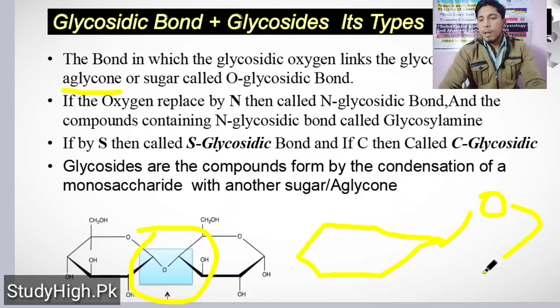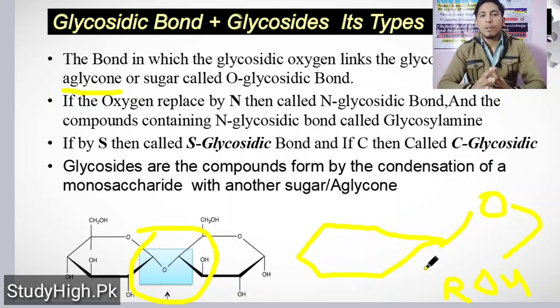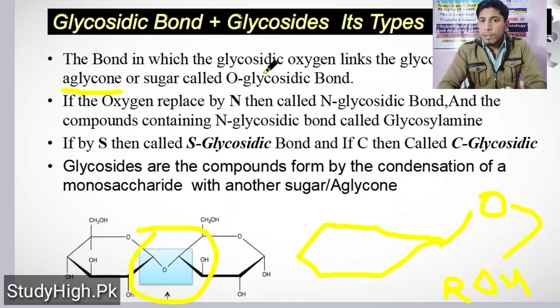You can say that it may be an alcohol like ROH or any steroid molecule, menthol, etc. So first you must know the difference between aglycone and glycone. Glycone means sugar, aglycone means anything other than sugar. The bond in which the glycosidic oxygen links the glycoside with the aglycone or sugar is called an O-glycosidic bond. Like in this structure of a disaccharide, two monosaccharides are connected by an oxygen atom. So that's why we can say that it is an O-glycosidic bond.